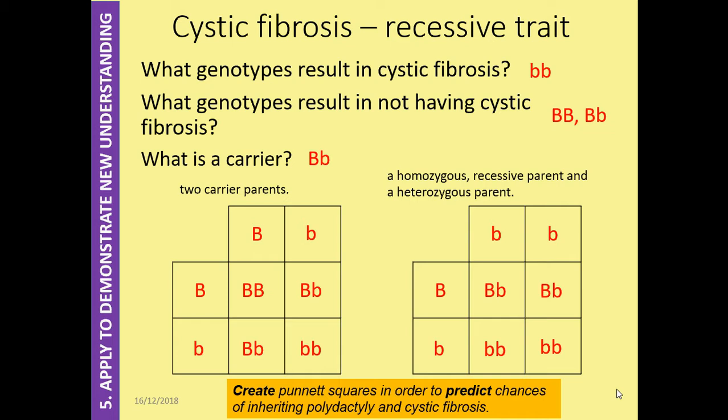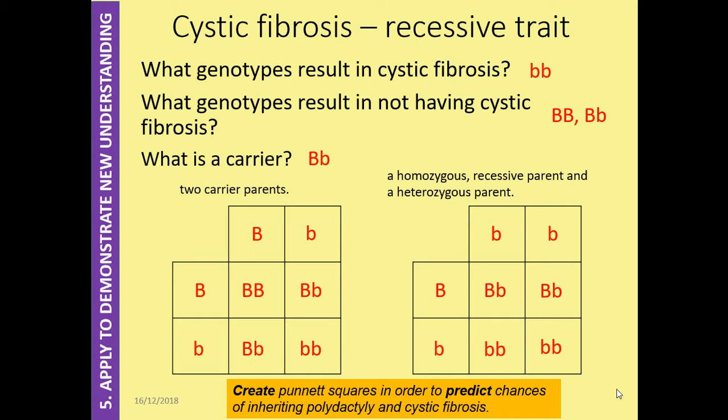And what we tend to find is that people who don't have cystic fibrosis can actually pass it on to their offspring, and that leads us into talking about embryo screening shortly. Okay, so let's have a look if we've got two carrier parents.